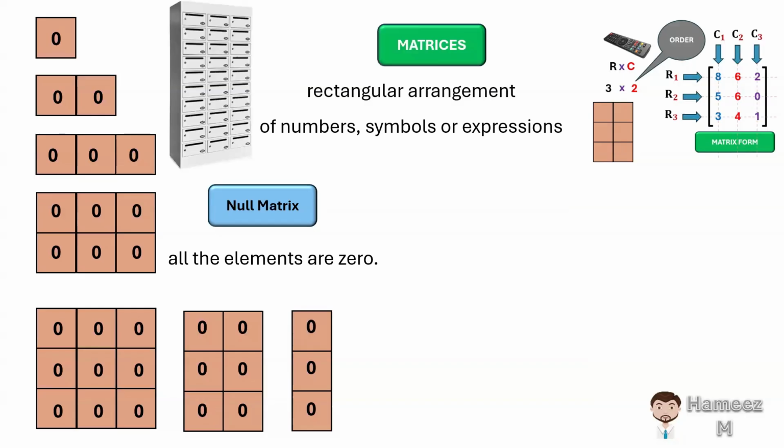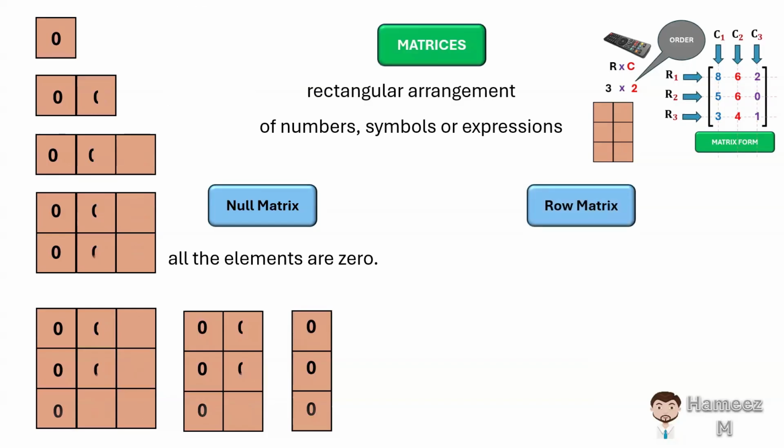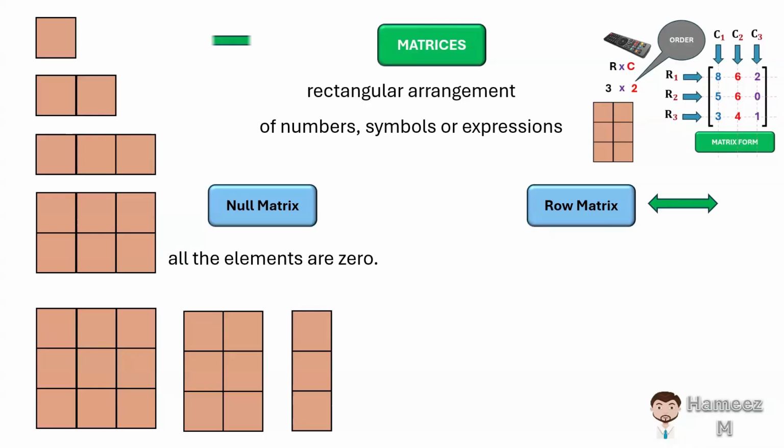If we consider a null matrix and now look at what is a row matrix. A row matrix will look like something horizontal, going from left to right. So if we look at these different shapes, which one goes across? Well, the first one up on top looks like it's going across. The second one also looks like it's going across.